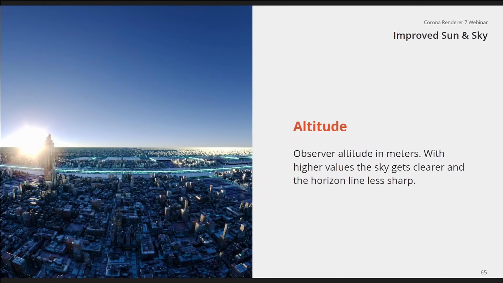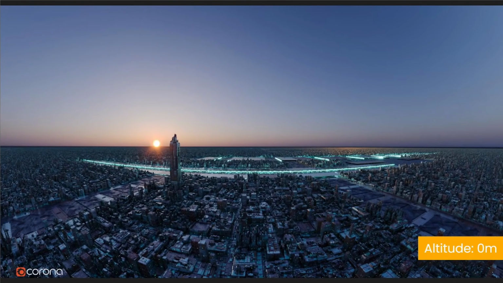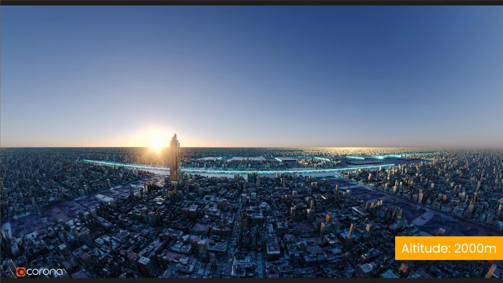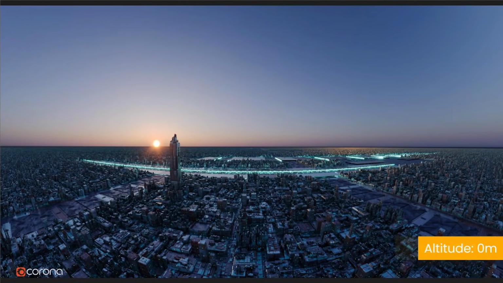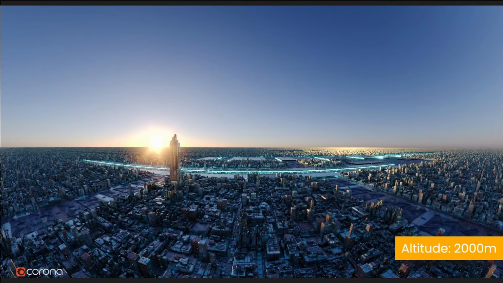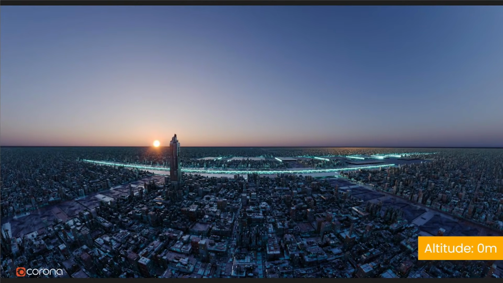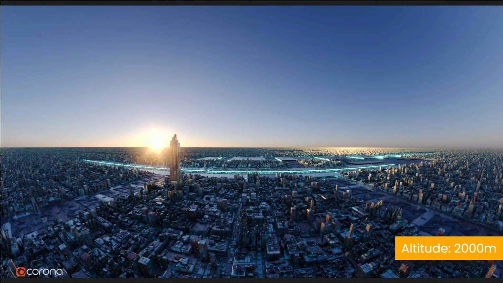Then we also have the altitude parameter. The altitude parameter is basically the observer's altitude in meters. With higher values, you can expect the sky to get clearer and the horizon line less sharp. Take a look at the effect in action. Here we are rendering the scene at an altitude of 0 meters. Now, if we go up to 2,000 meters, you can see that the horizon line in the distance is a lot less distinct. And if you take a look at the sky, it also changes color. It's a lot more clear. And this effect is again based on an actual physical model. So this is not just some artistic effect. It's based on the real deal.